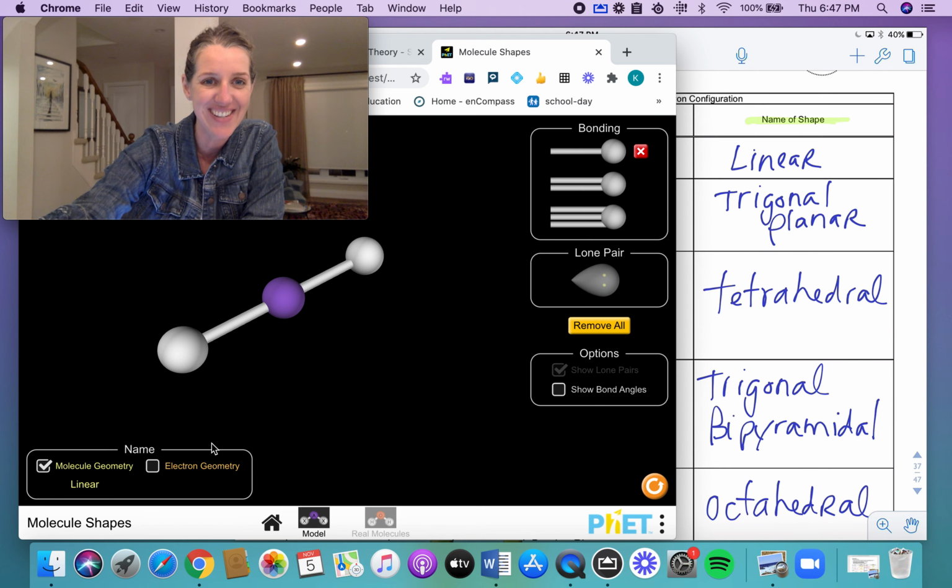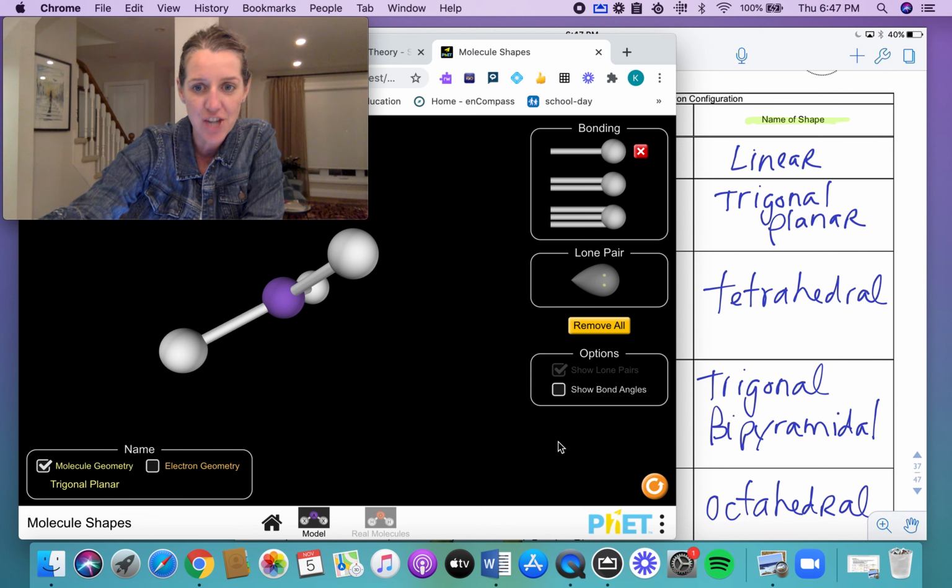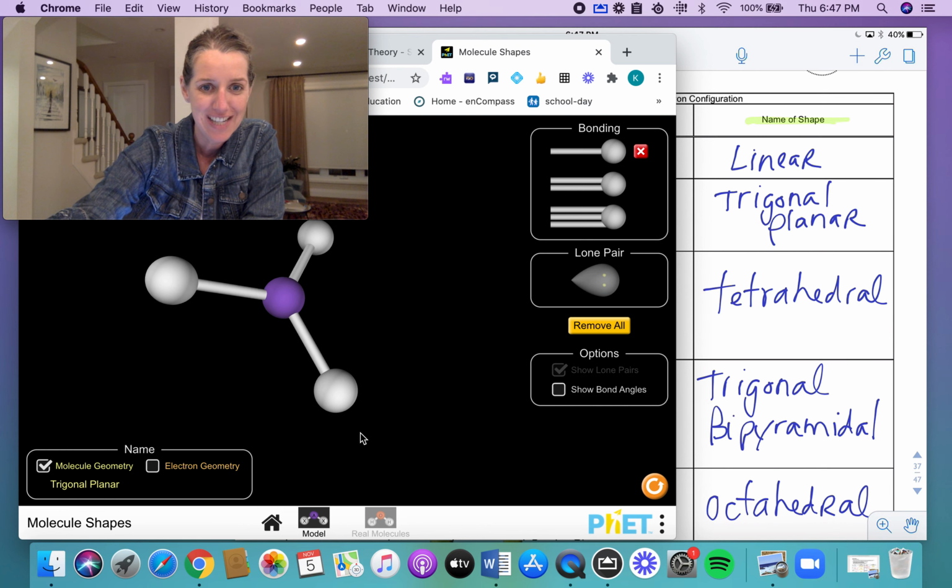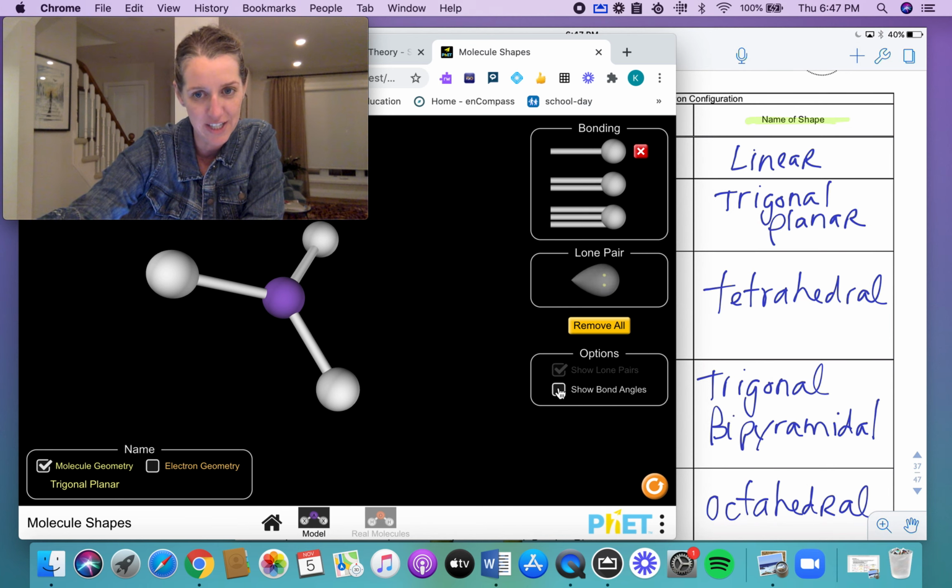I haven't taught you how to do the second part quite yet. What if I had another bond? Add another one, 3. And if you want to check to see the bond angles, well, I can first of all move it around so you can see, right? 3 things bonded to the central atom. Do you remember the name of that one? Trigonal planar. Show the bond angles, 120 degrees.